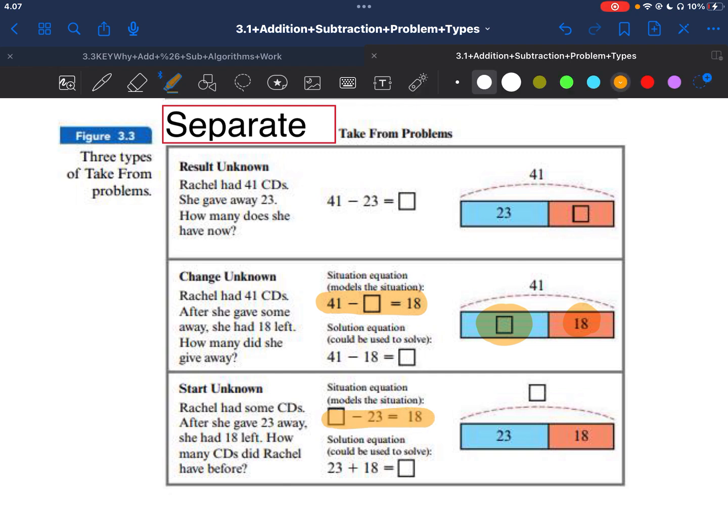So this is the number sentence. As y'all can see, there are solution equations here because we want to solve for what we don't know. In this case, the change unknown. So we subtract 18 from both sides and then add the square to the right. That's why we get 41 minus 18 equals square. And on this one, we added 23 on both sides so that we can get the square.